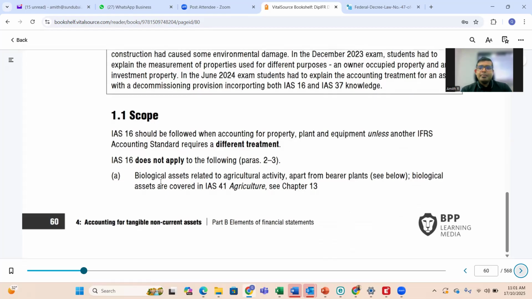So can you say paddy is a bearer plant? Paddy would be sliced, the entire thing would be sliced. So its economic useful life is less than 1 year. The next year you'll have to sow and plant it again. So it's not a bearer plant, but mango trees are a bearer plant. You understand the difference, no? So paddy, etc., would be accounted as per IAS 41, whereas mango trees are a bearer plant. It can be accounted under PPE.